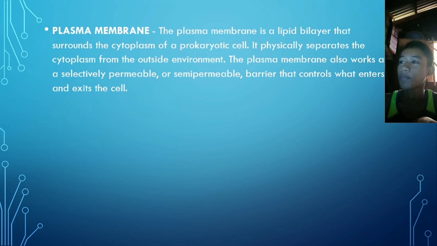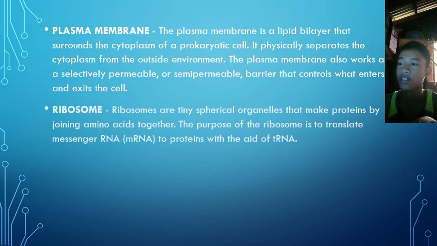The fourth one is the plasma membrane. The plasma membrane is a lipid bilayer that surrounds the cytoplasm of the prokaryotic cell. It physically separates the cytoplasm from the outside environment. The plasma membrane also works as a selectively permeable or semi-permeable barrier that controls what enters and exits a cell.